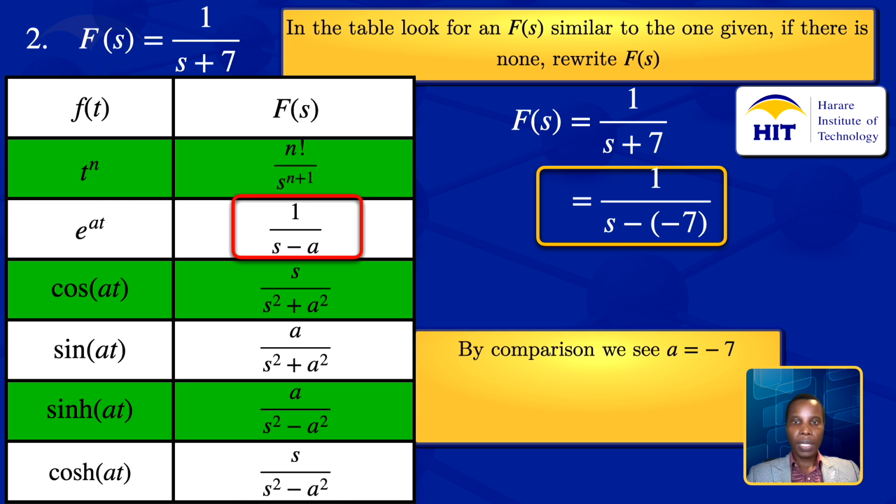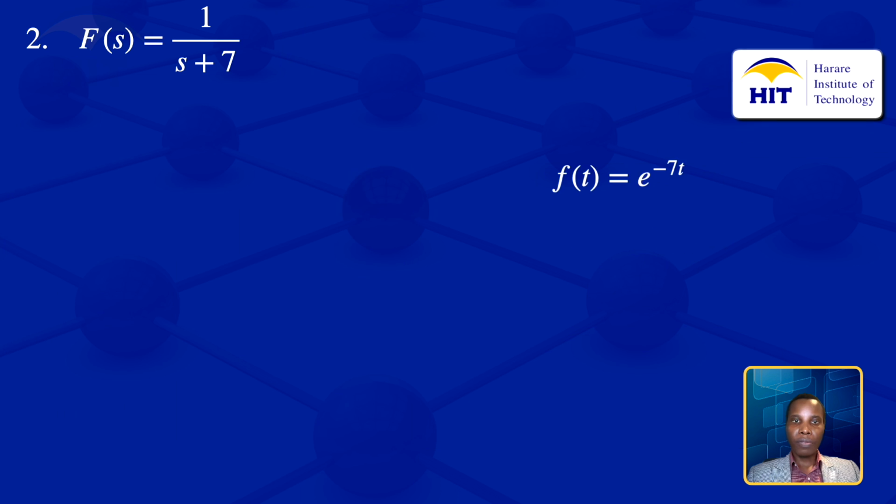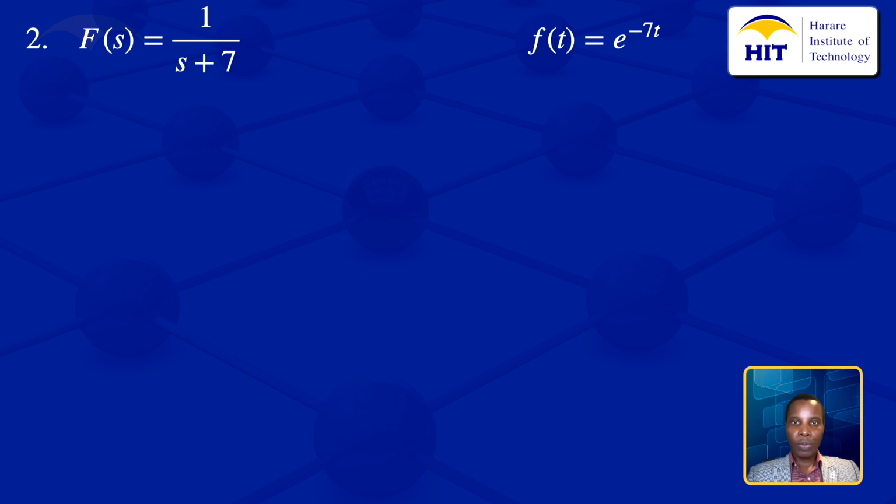Then we go on and substitute a equals -7 in the column of f(t) here, so that we have our f(t) equal to e to the power of -7t. It gives us e^(-7t). So for the given F(s), that's the f(t). What we are saying there is the inverse Laplace transform of 1/(s + 7) is e^(-7t). So that's our solution there.